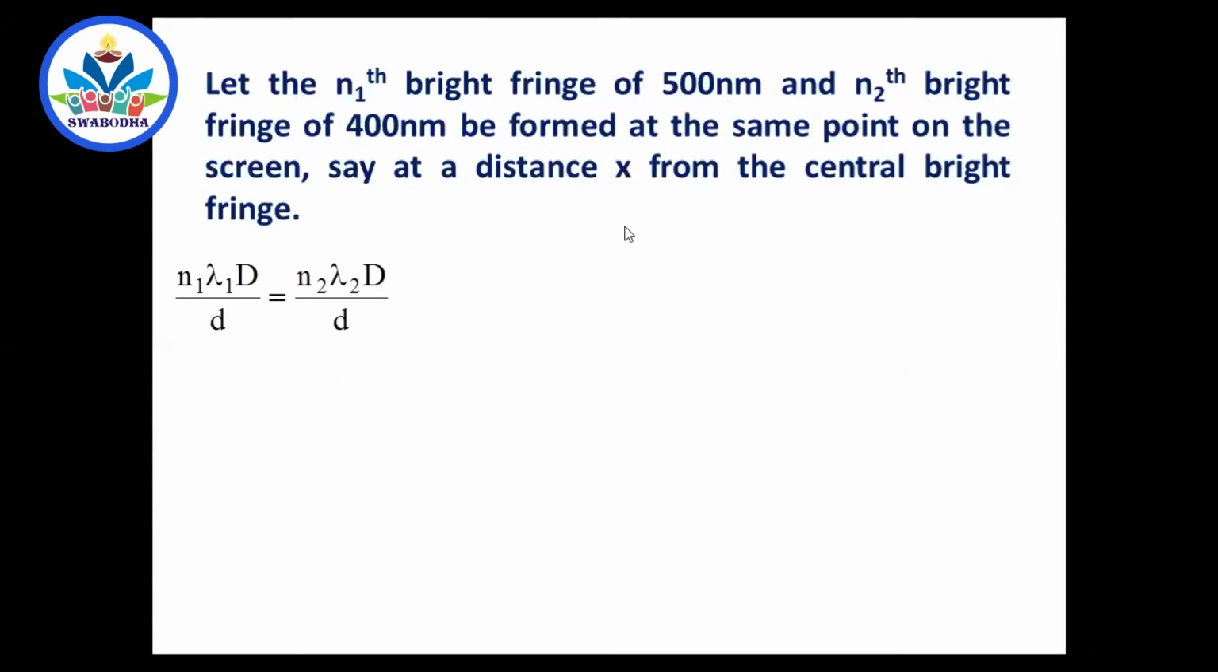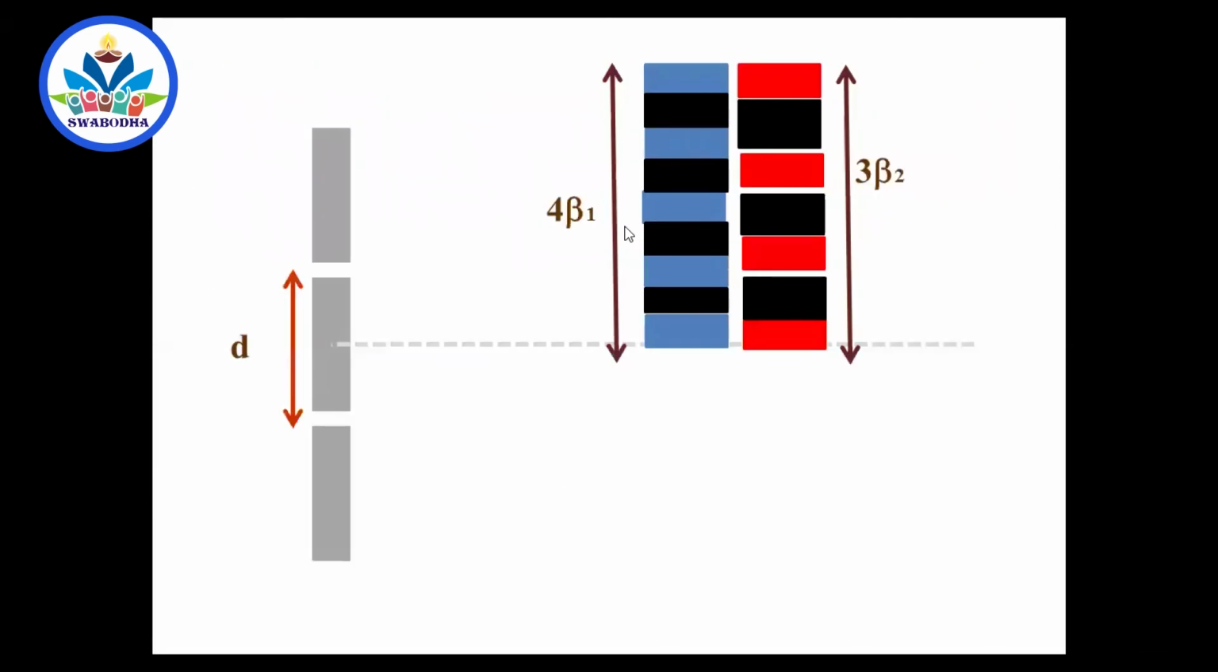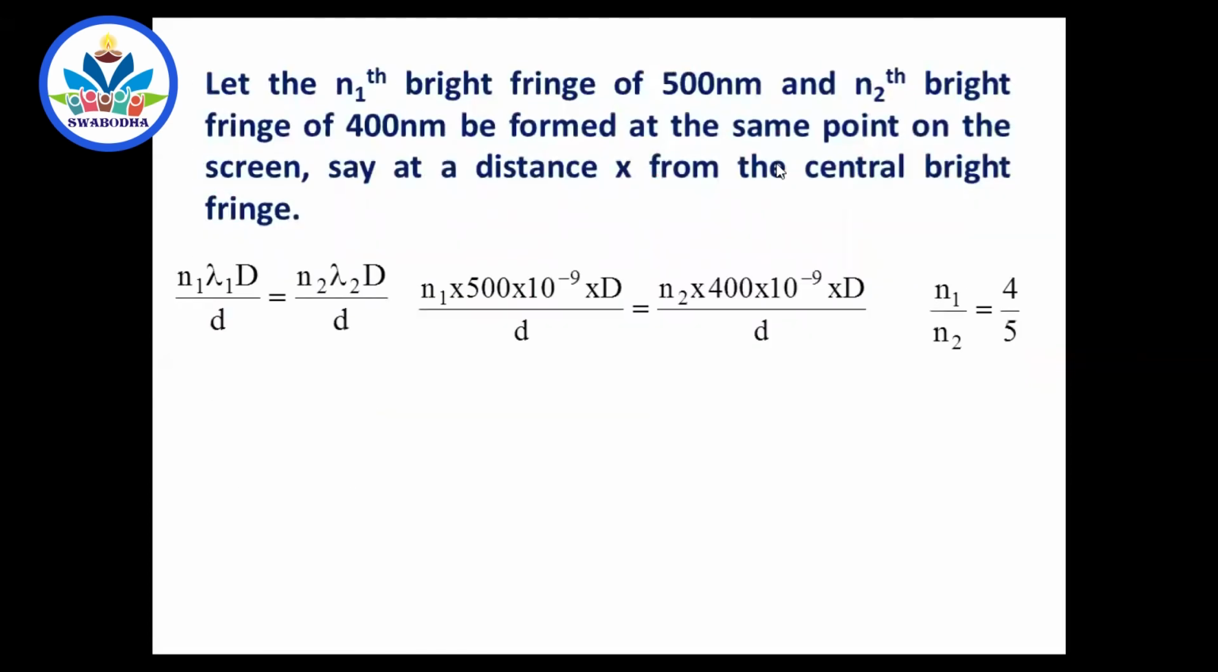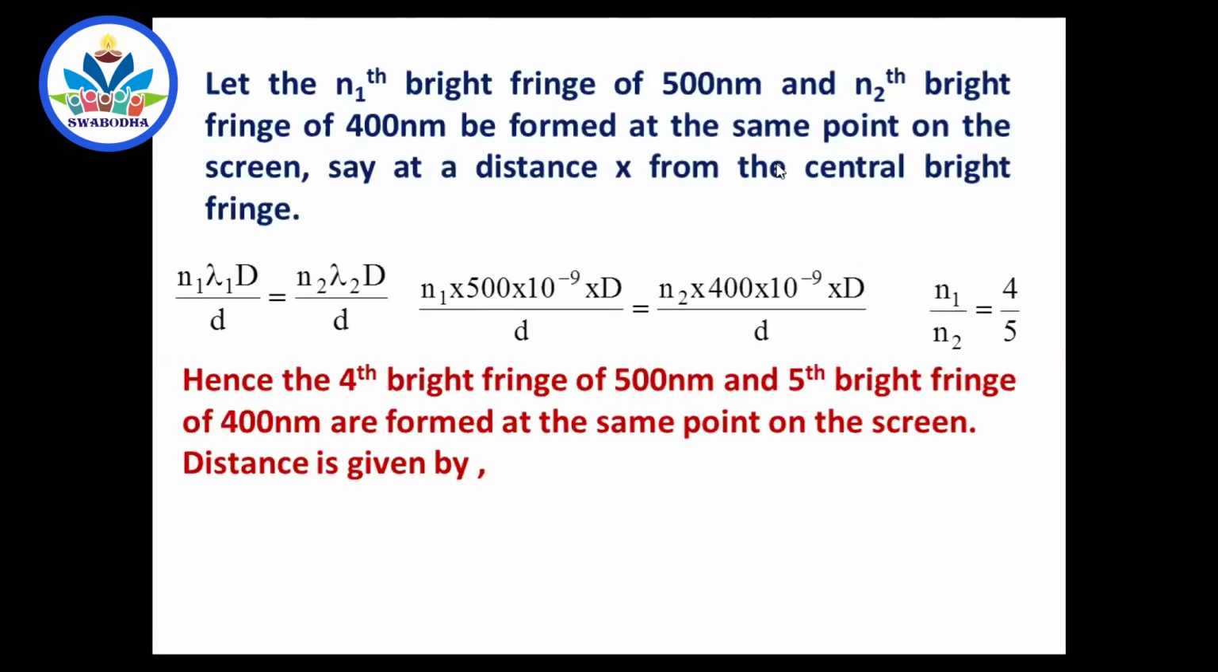And now I can show it here, right? This is n1, this is n2. And this should be made up of smaller wavelength because the fringes are closer and closer. This should be larger wavelength, but some n1th and n2th fringes are coinciding. So now their question is, this part we have finished, n1 by n2 equal 4 by 5. Now what is the distance? That distance must be equal to 4 times the beta of smaller wavelength, correct? Or 5 times the beta of larger wavelength.